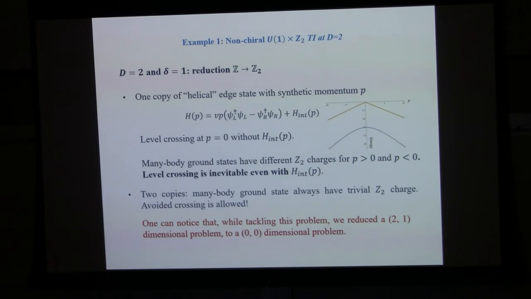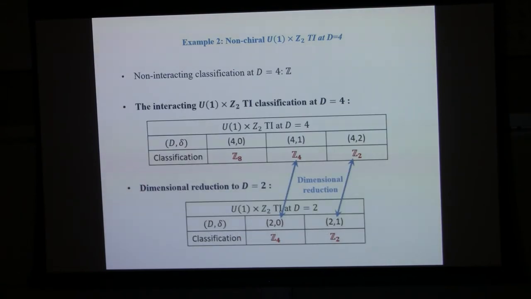While we solve this problem, this is actually the simplest trivial example, but you can already see that when we study this problem, we reduced a two-dimensional problem to a zero-dimensional problem. That is, we reduced a 2-1 problem, two dimensions with one synthetic dimension, to a zero-dimensional quantum mechanical problem which we can solve exactly. So this turns out to be true in general.